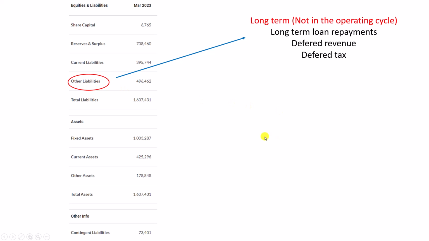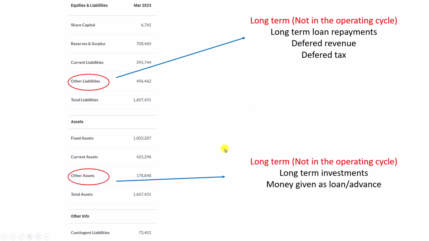Okay, next we have other assets, which is the opposite of other liabilities. If there is any money to come to the company after a year or after the operating cycle, then it would be coming under other assets.